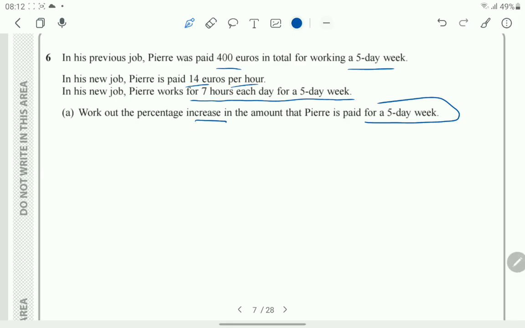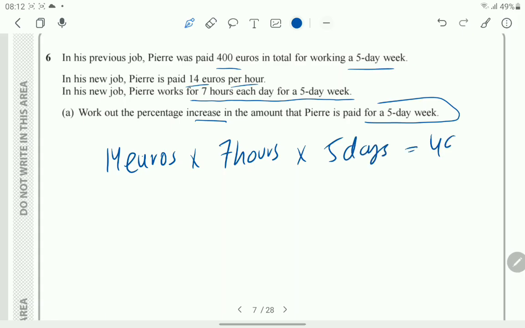So first he used to work for 400 euros. Now we need to find out how much he does get paid per week. So if he works 7 hours a day, he gets paid 14 euros for working 7 hours for 5 days. We get 490 euros.